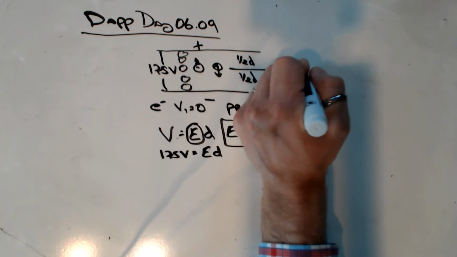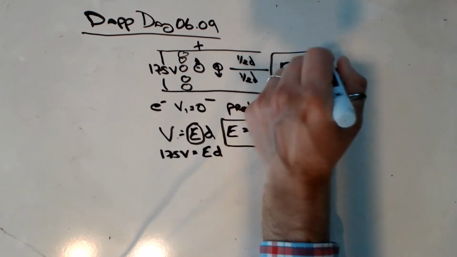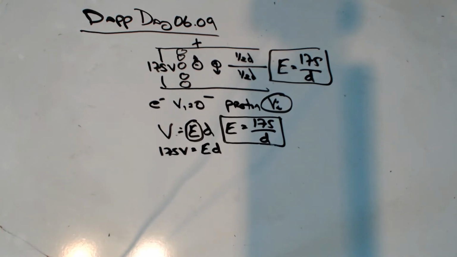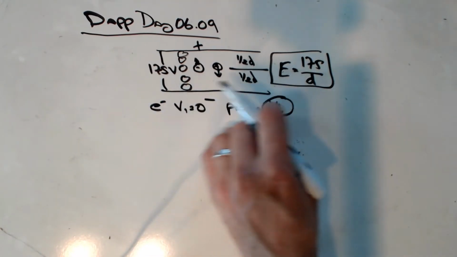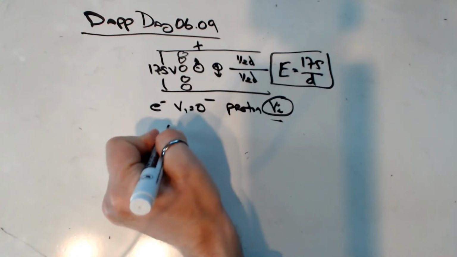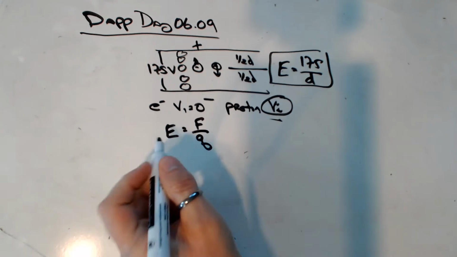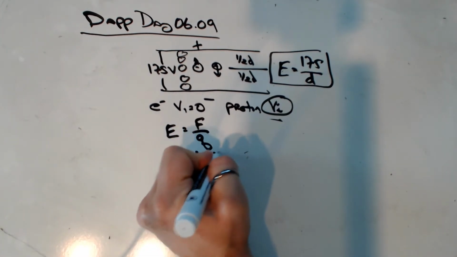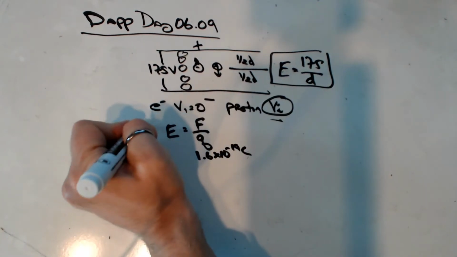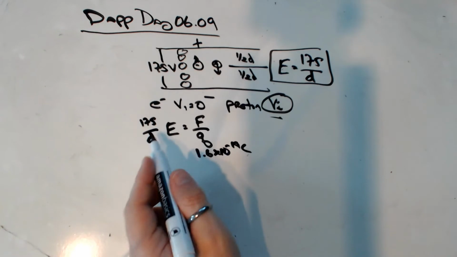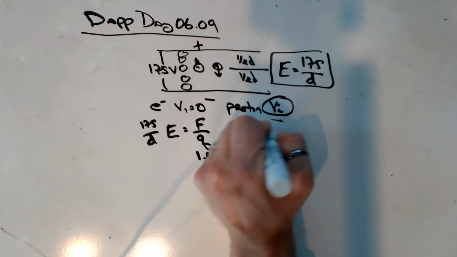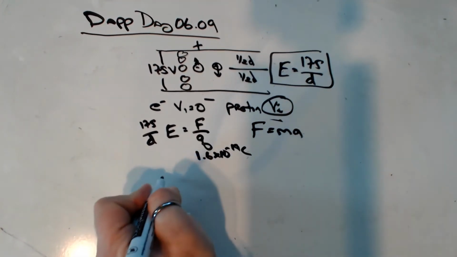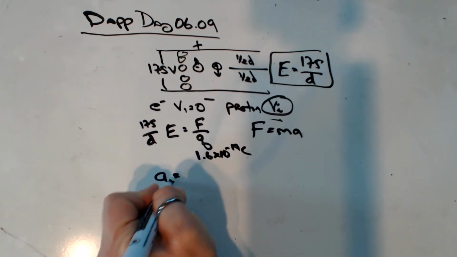This E, 175 over D, will help us figure out the acceleration of the particles. They're going to have the same force, but a different acceleration because their masses are different. So when I solve this, E equals F over Q will be the same for each because they both have the same 1.6 times 10 to the negative 19 coulombs. The electric field is 175 over D, so their force is going to be 175 times the charge. And then we're going to do F equals ma to figure out the acceleration. Each is going to have its own unique acceleration, and what I want to do is find the acceleration of the proton and the acceleration of the electron.